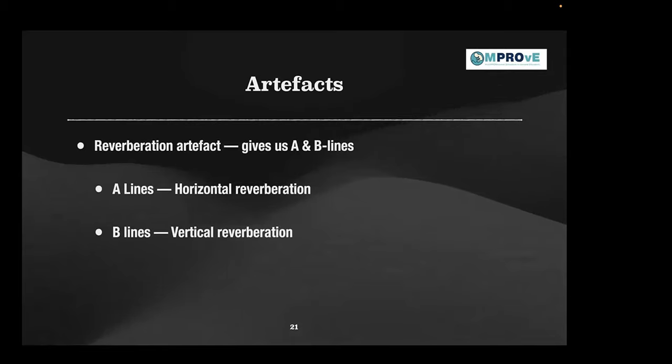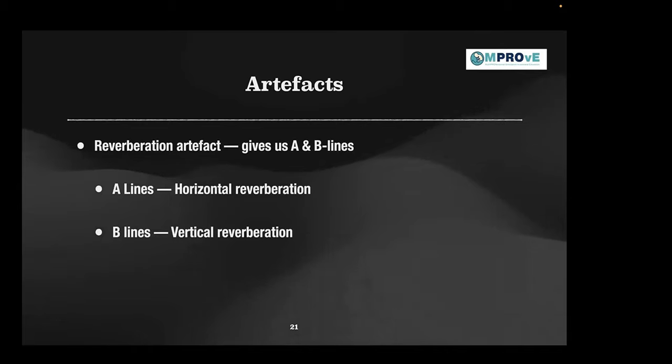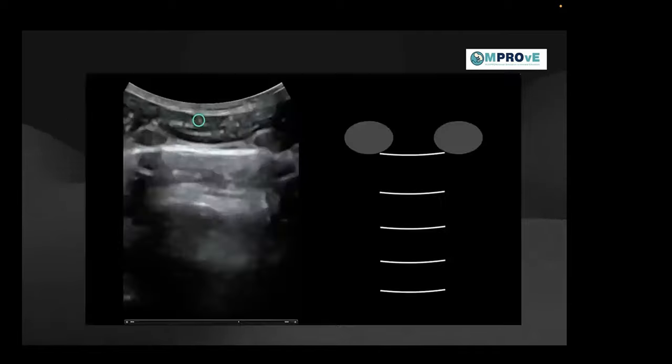Reverberation artifact gives us A and B lines. Just for understanding, A lines are generated when there is a horizontal reverberation. Reverberation is the back and forth movement of the ultrasonic waves. If your waves are doing this, then it generates an A line, and we will see in the slides what I mean by this. When we talk about B lines, it is a vertical reverberation. So it is doing it like this, back and forth, and it will give you a vertical reverberation.